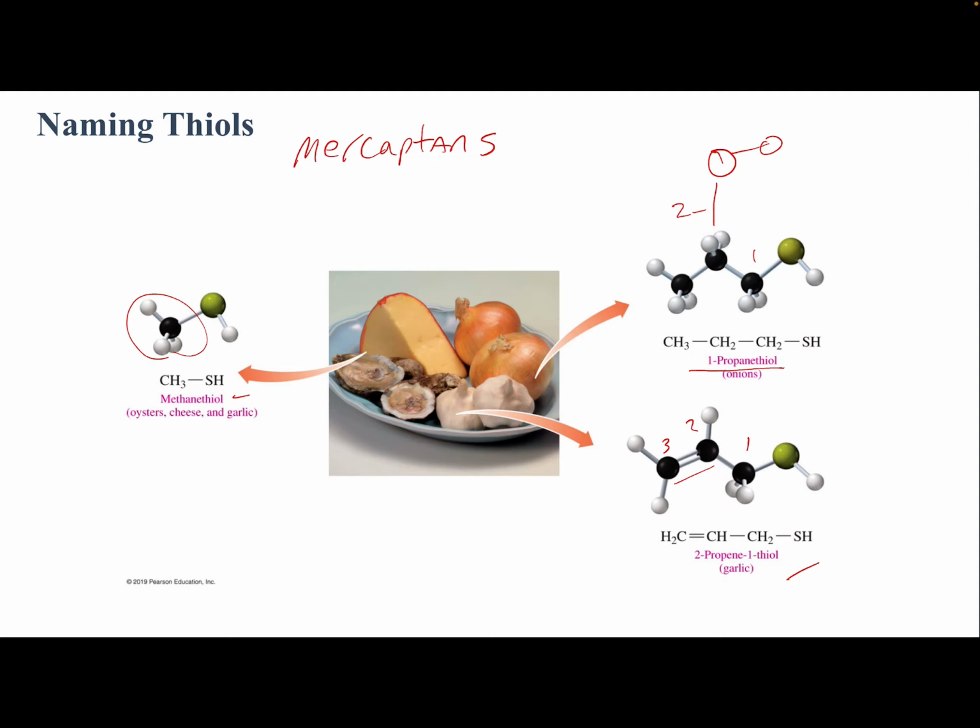Oh, one other thing about these. Methane thiol is a compound that has the odor characteristics of a few things, right? Oysters, cheese, garlic, onions. It's kind of weird that that small molecule is associated with a bunch of smells, and then as they get more complex, they become more specific smells. So methane thiol is probably the culprit whenever you smell something stinky.